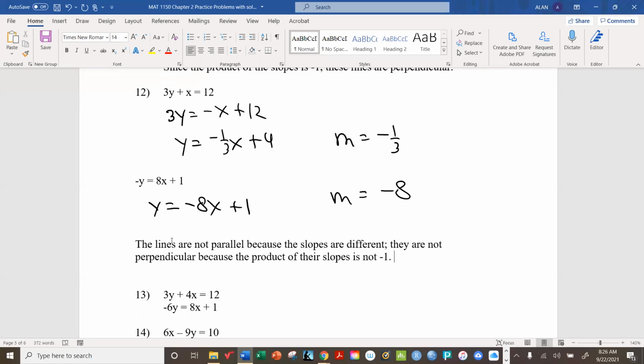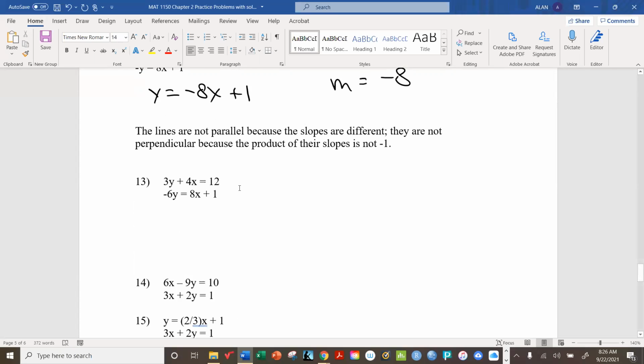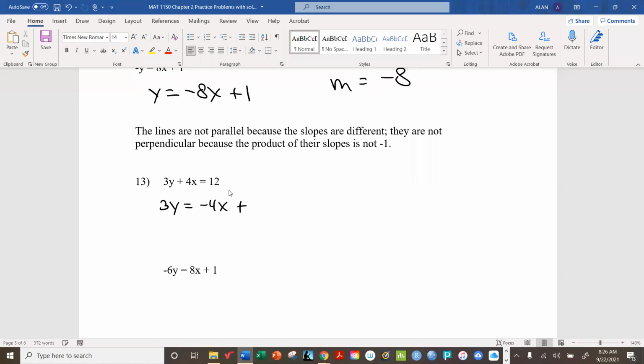All right, let's do the same thing for 13. We start by rewriting the equations until they're in the proper form, y equals mx plus b. So I'll subtract that 4x, divide by 3. Okay, so the slope is -4/3.